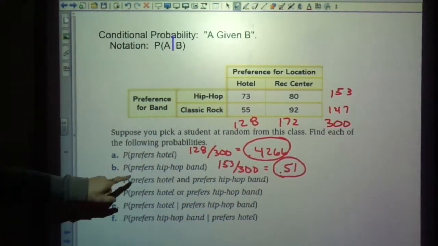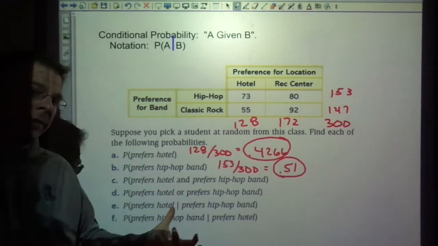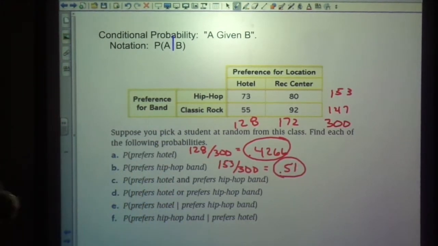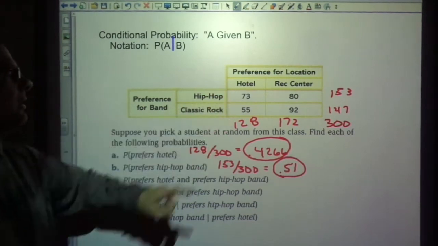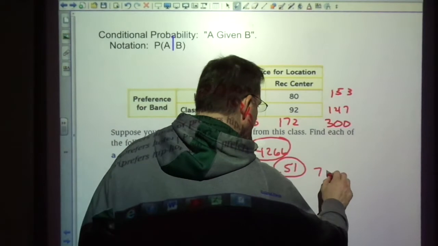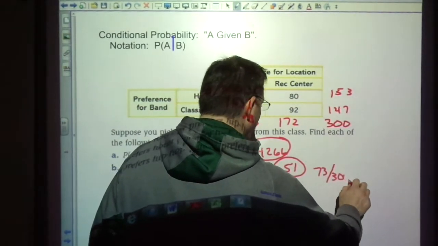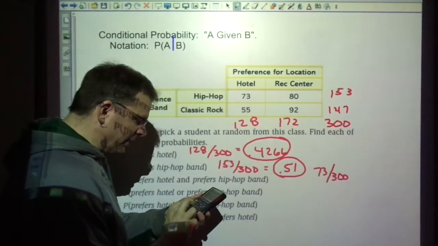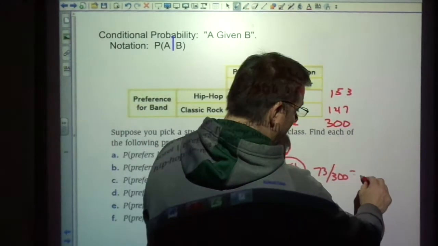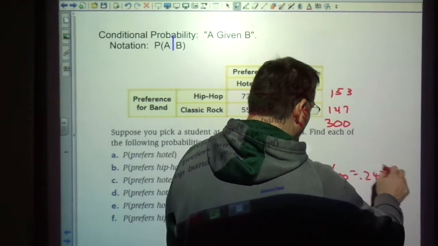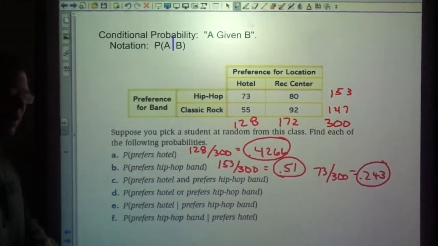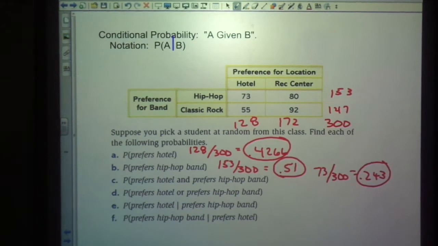Now, what's the probability that the person says they prefer the hotel and hip-hop music? Well, that would be these people here, hotel and hip-hop. That is 73 out of the 300 still, because I'm selecting a person at random out of the 300 and asking them, do you prefer hip-hop and hotel? If you can answer yes to both of those, 24% will answer yes to both questions.